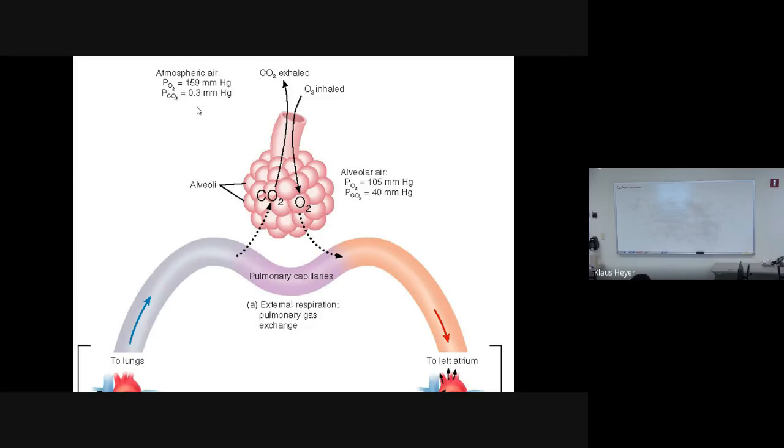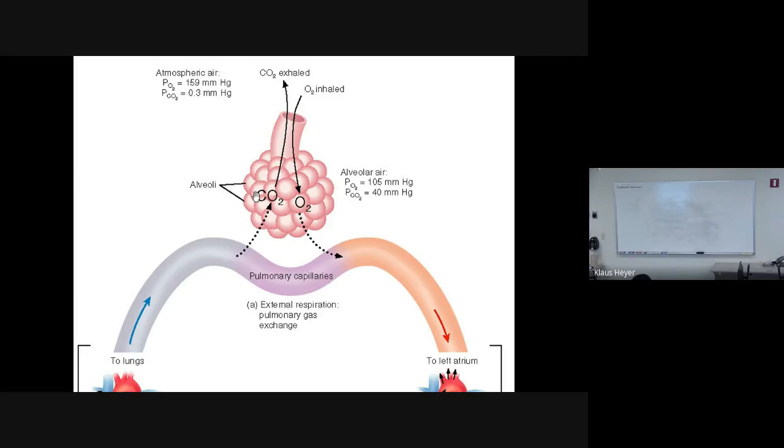But we're not concerned with all of the air, we're concerned with oxygen. The pressure of oxygen by itself is about 159 at sea level. And then you see the partial pressure of carbon dioxide is 0.3. So really low, right? And so that's the pressure in the ambient or atmospheric air.